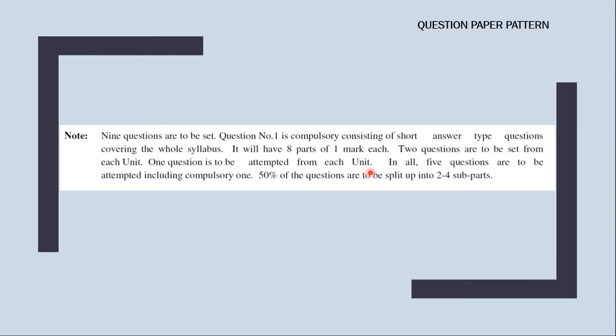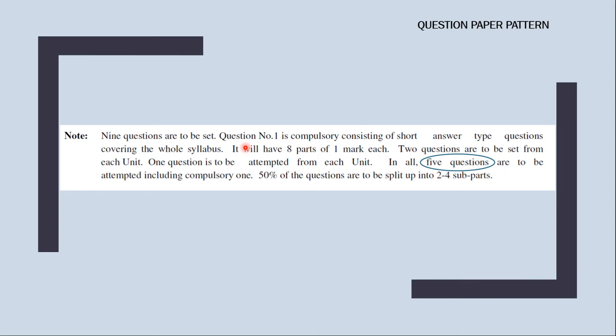Your question paper will be divided into five parts. You have to answer five questions. Okay. In your question paper, there will be nine questions, but you have to answer only five questions. So the first question is the compulsory short questions. Each question will carry one mark. There will be eight questions. So you get 8 marks for the first question.